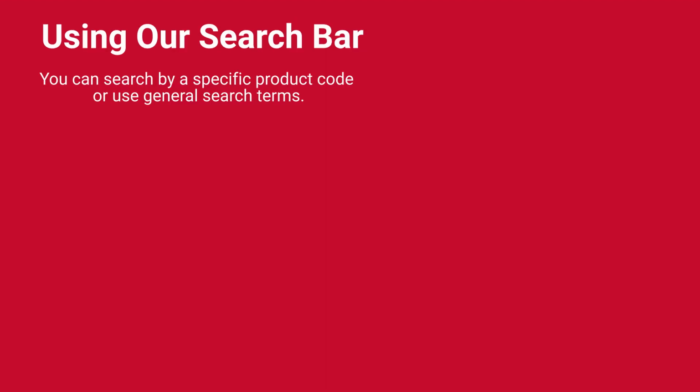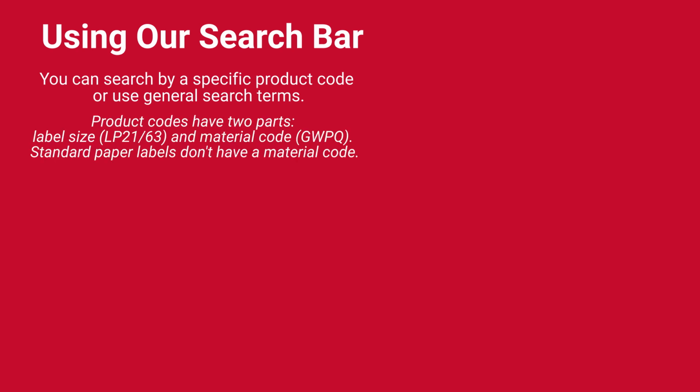Using our search bar, you can search by a specific product code or use general search terms. Product codes have two parts: a label size, like LP21/63, and a material code, like GWPQ. Standard paper labels don't have a material code.